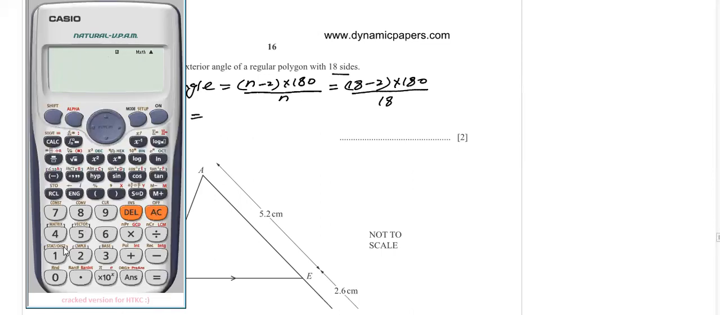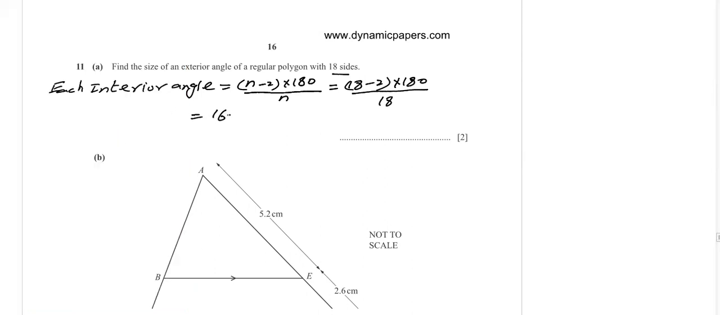Each interior angle will become 18 minus 2, which is 16, multiplied by 180, divided by 18. So each interior angle is 160 in degree measures. Then what will be the exterior angle? The exterior angle is always 180 minus the adjacent interior angle. Now we found the interior angle, that is 160. So the answer will be 20 degrees.